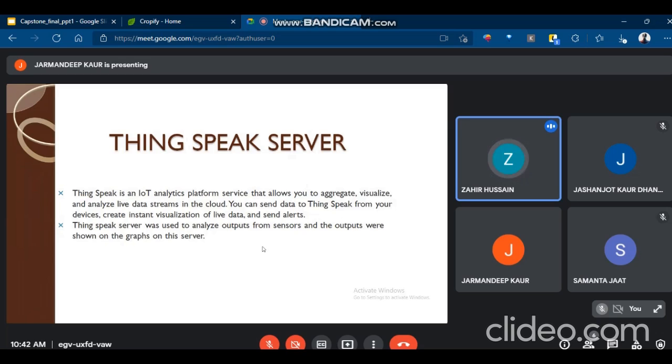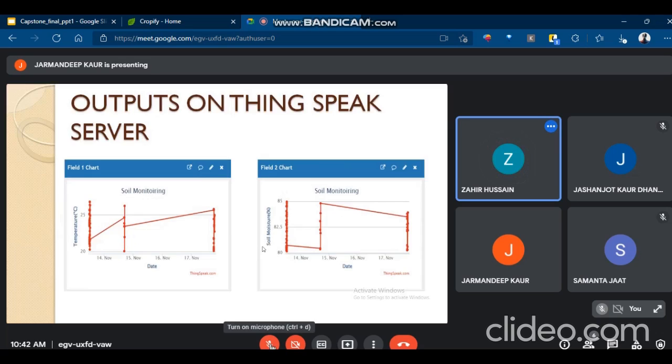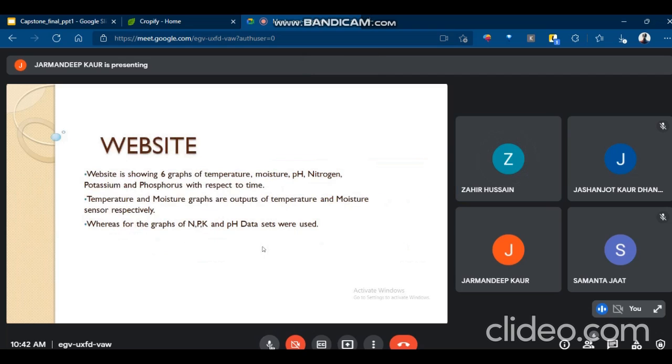Now, Tushar will talk about our website. So we have created a website which is deployed on Heroku, and we will show a live demo in some time.